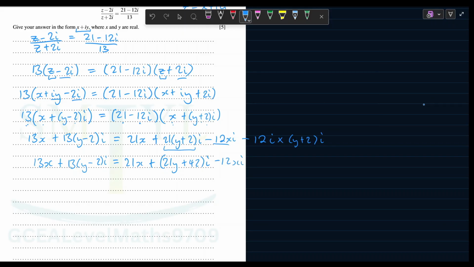And then here, notice that this part, let's do it on the side. We've got negative 12i times (y plus 2i). So it's going to be negative 12 times (y plus 2), and we've got i times i, which is i squared. Remember, i squared is equal to negative 1. So this just ends up being negative 12 times (y plus 2) multiplied by negative 1. So that is positive 12 times (y plus 2). So if we expand, it's 12y plus 24. All right, so we should have plus 12y plus 24.